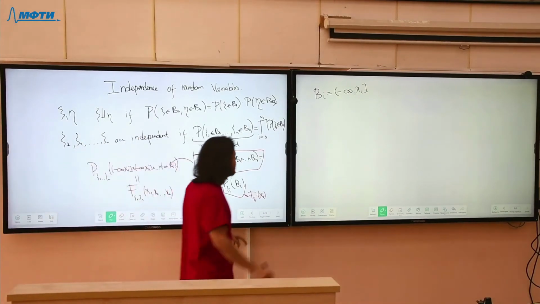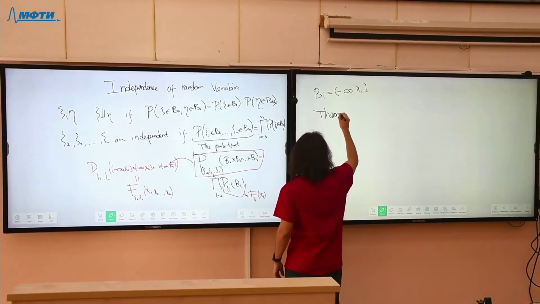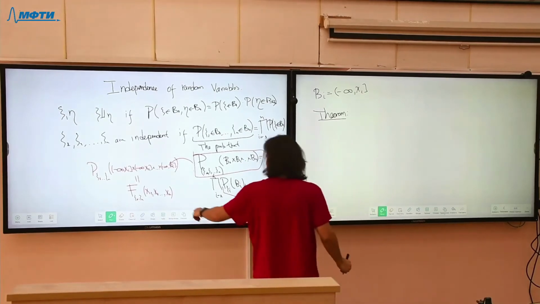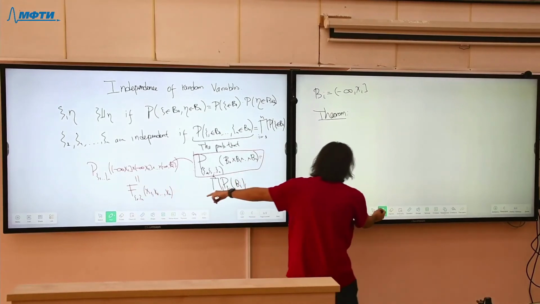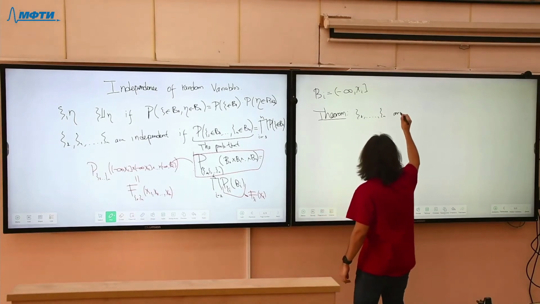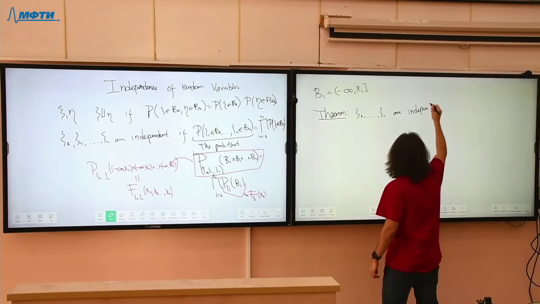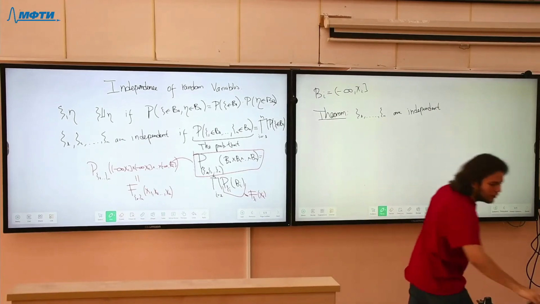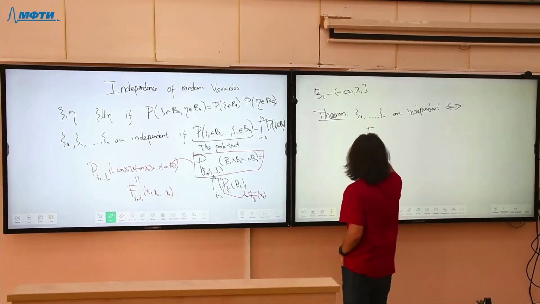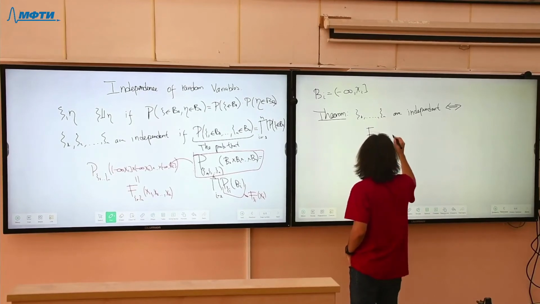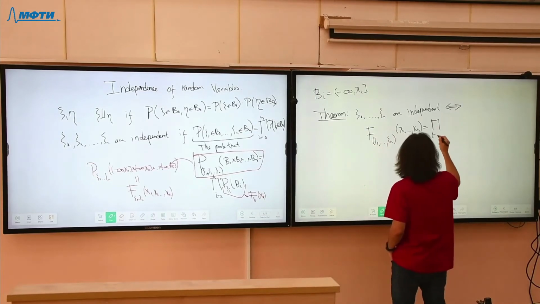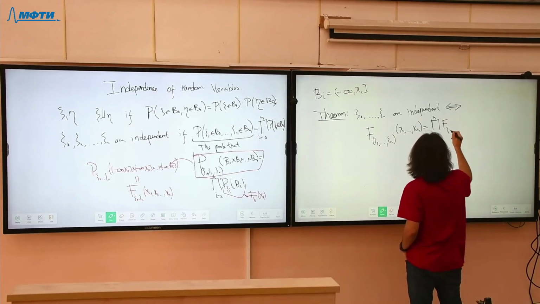So we can write the following. This is a theorem. And we say that the random variables psi 1 to psi n are independent, in both directions, yes, if and only if F of psi 1 to psi n is equal to the product from i equals 1 to n of F of psi i.